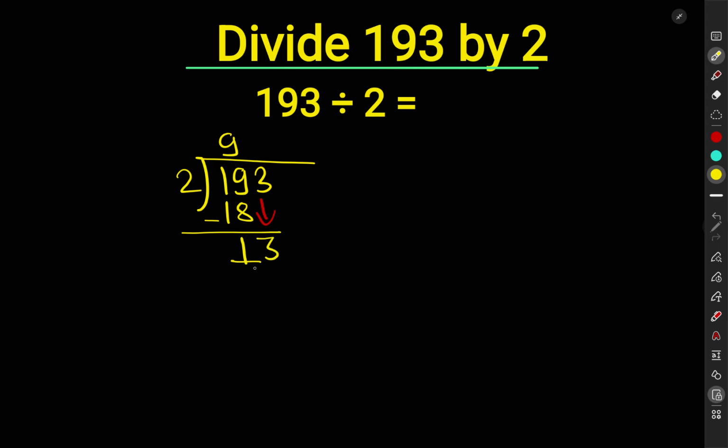So now it became 13 and 2 times 6 means 12. On subtracting we got 1. So again this 1 is less than 2 and there is no other number beside. So we put here a decimal so that we take zero. So now it became 10. So 2 times 5 means 10. On subtracting we get zero.